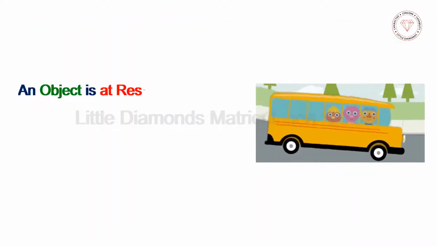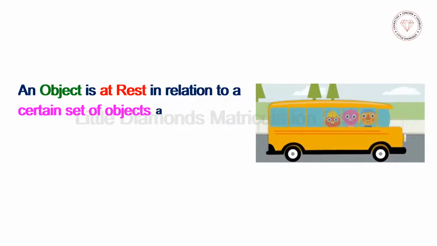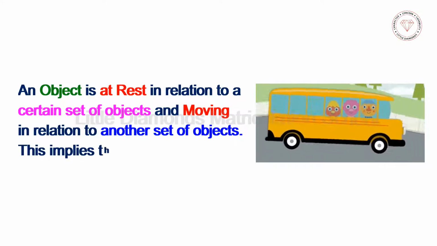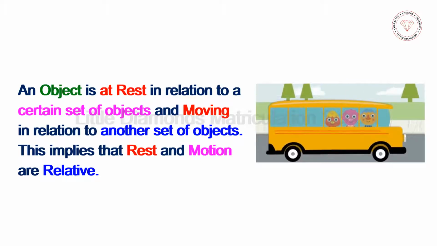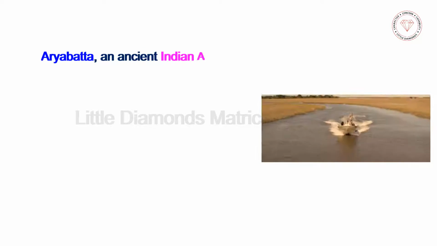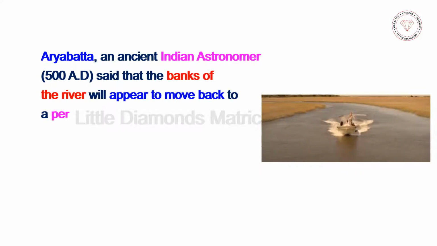An object is at rest in relation to a certain set of objects and moving in relation to another set of objects. This implies that rest and motion are relative. Aryabhatta, an ancient Indian astronomer, 500 AD, said that the banks of the river will appear to move back to a person sailing in a river.